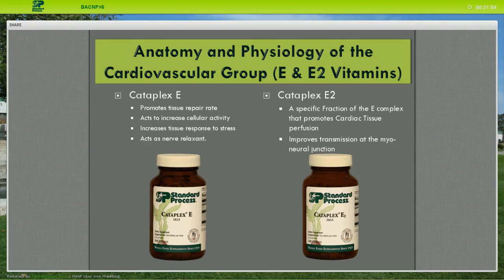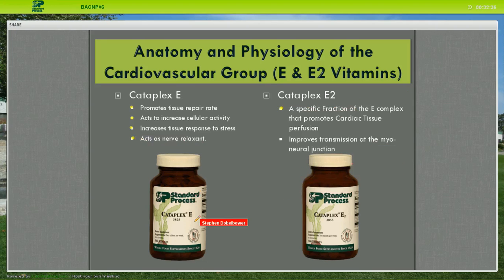So the next vitamin complex we want to look at is the E complex. And E has a specific fraction within its complex called E2, similar to the B and G dichotomy, as well as the C complex, which had the J factor and the P factor that we talked about. So you see, in general, Cataplex G promotes tissue repair, increases cellular activity, increases a tissue's response to stress, and acts a bit as a nerve relaxant, whereas Cataplex E2 is a specific fraction of vitamin E that promotes cardiac tissue perfusion and improves transmission at the myoneural junction.